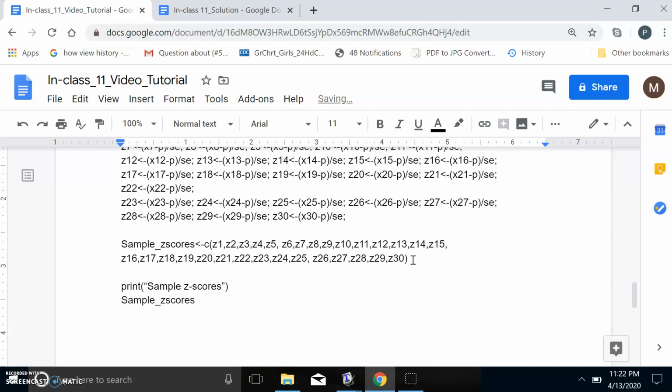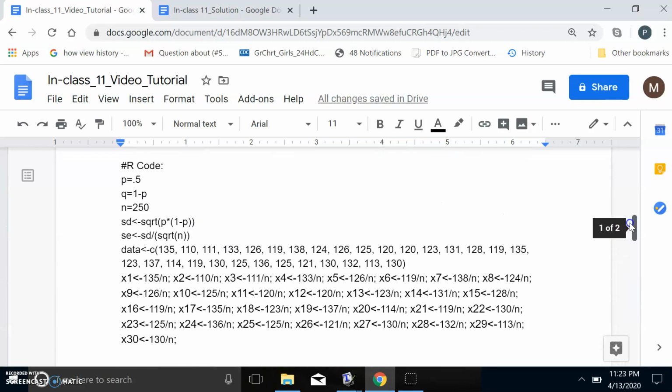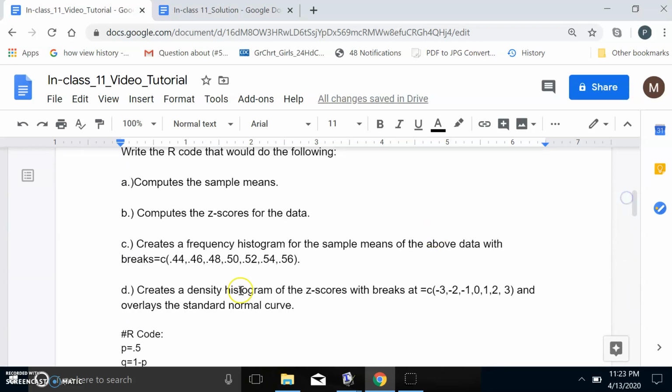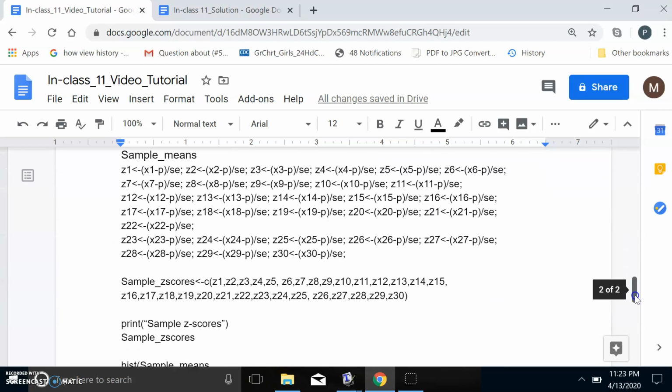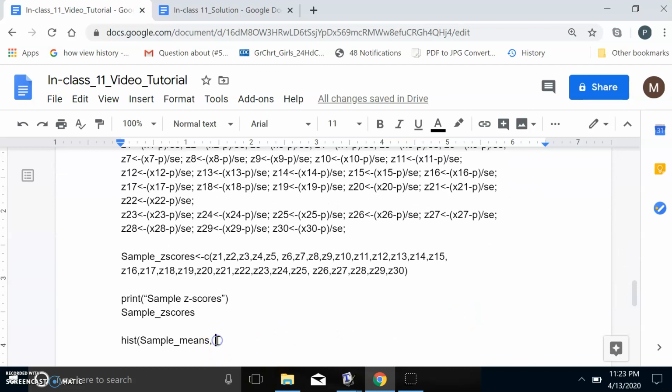Okay, so now let's do our histograms. So the first histogram is of the sample means. So I'll write my sample means. And we had breaks. Let's go for the breaks for the sample means. Looks like here's the breaks for the sample means. Put that down here. Okay, so that takes care of that one.